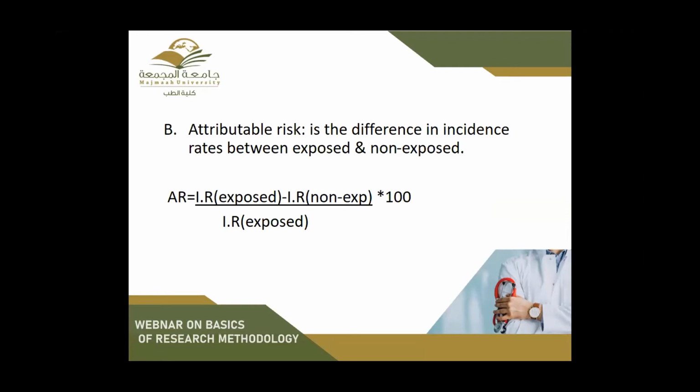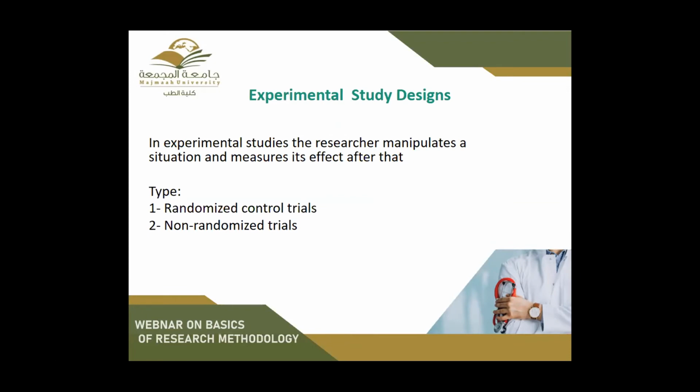So let us not forget: in case control, I will have my analysis with exposure rate and odds ratio. In cohort, I will get incidence rate, relative risk, and attributable risk. Then the last item is the experimental study.